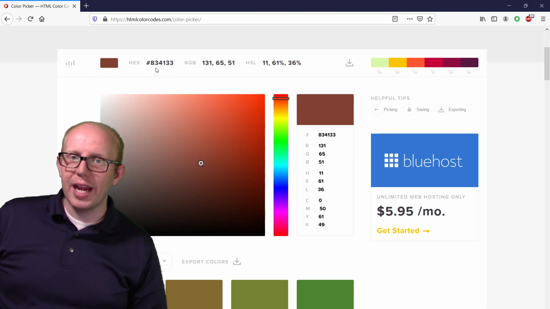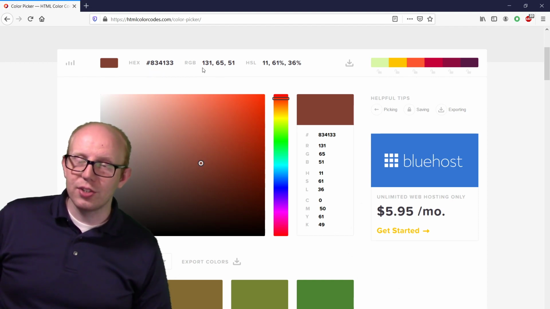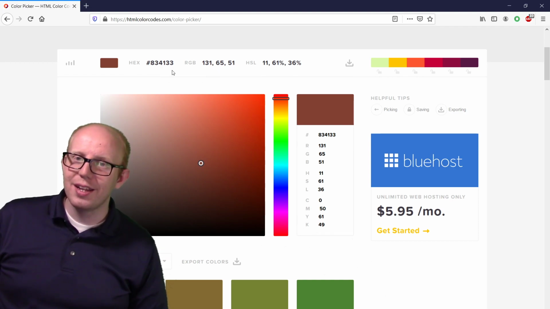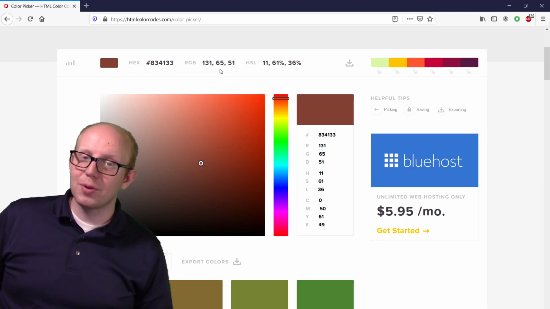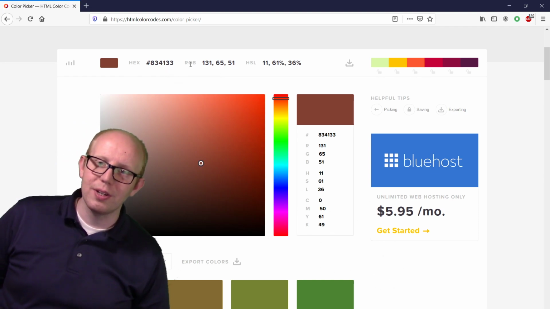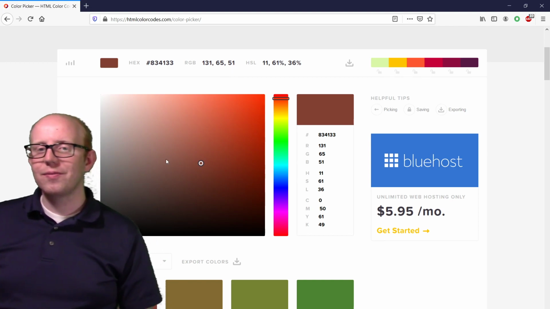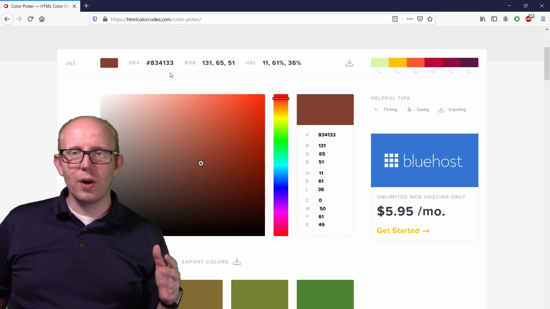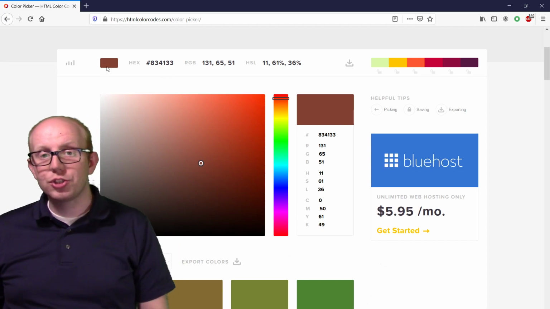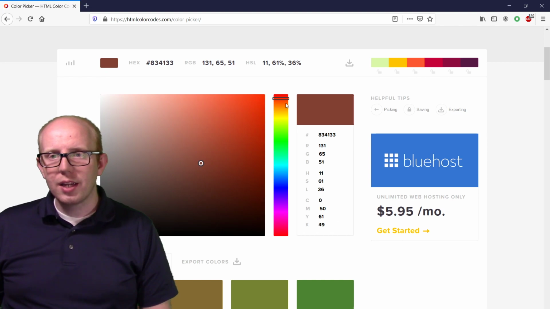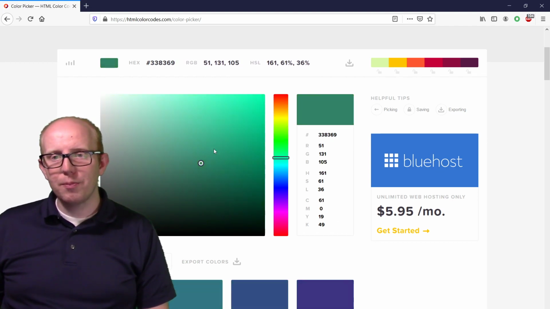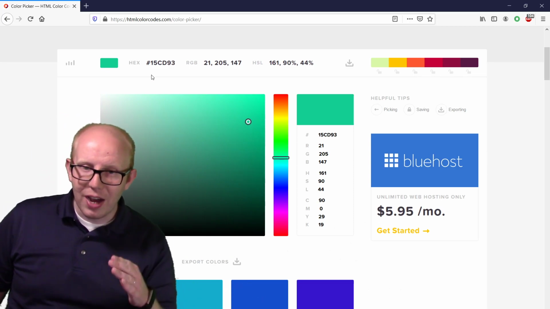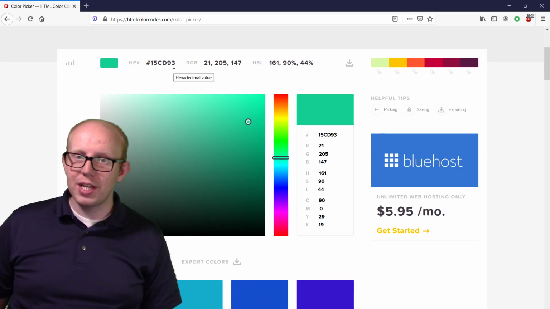So hexadecimal 83 is equivalent to the number 131. And the hexadecimal 41 is equivalent to the number 65. And the hexadecimal 33 is equivalent to the number 51. Okay? So this combination, 834133, will always be this particular shade of red. And again, we can pick any color and see how much red, green, and blue are in it, and we can find the exact hexadecimal that represents it.